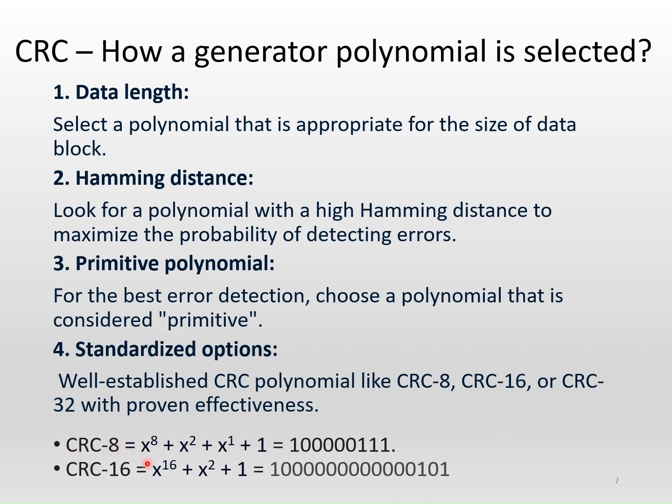Like the CRC 8 polynomial will be x to the power 8 plus x square plus x plus 1, which is actually 1, 0, 0, 0, 0, 0, 1, 1, 1, right? This is the 9th bit, because power 8, 0 to 8, is 9 bits. So x8 is there, so there is a 1 here. Then the next power is 2, so this one is 2. The next is 1 and this one. Similarly, for CRC 16, if this is the polynomial x16 plus x square plus 1, this is actually this big number with 17 bits.